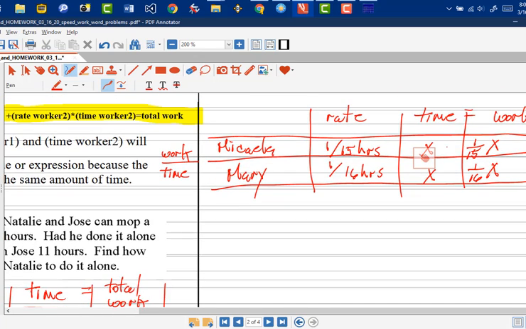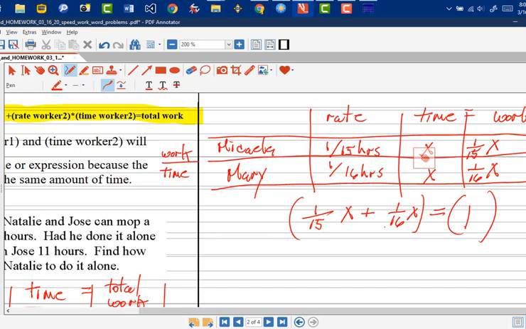So together, the work that Michaela does plus the work that Mary does has to equal 1. So that would be 1/15 x plus 1/16 x is equal to 1. So now I have a linear equation that has fractions. So I'm going to get rid of the fractions by multiplying by the least common multiple of 15 and 16. So that's the smallest number both of them go into.